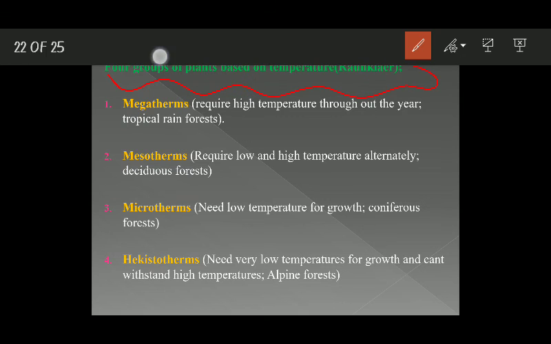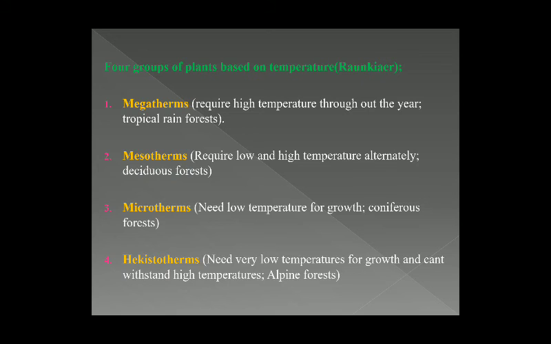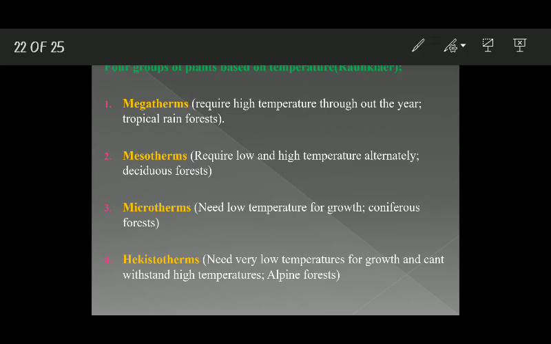The plants have been divided into four major groups based on temperature tolerance. This classification was done by Raunkiaer. He divided the plants into four major groups: megatherms, mesotherms, microtherms, and hekistotherms. What do megatherms mean? Megatherms are those plants which require high temperature throughout the year, and these plants are found in tropical rainforests. You can find megatherms in tropical rainforests.